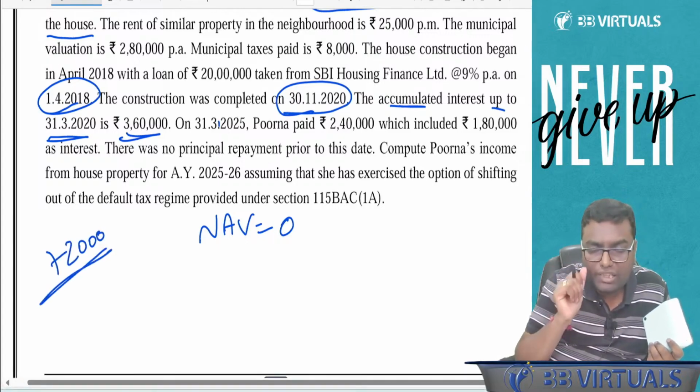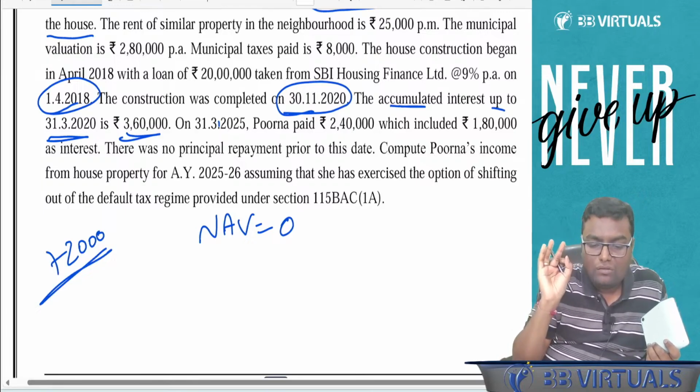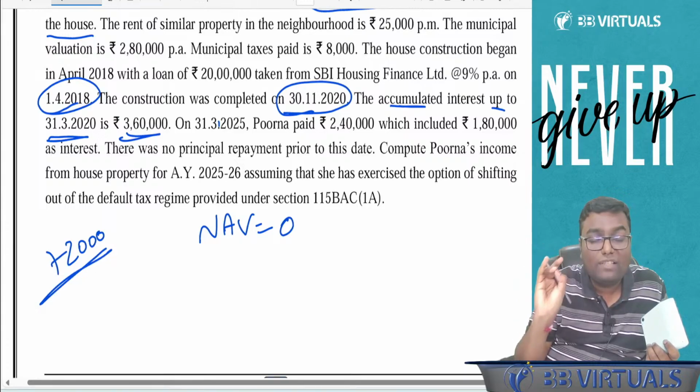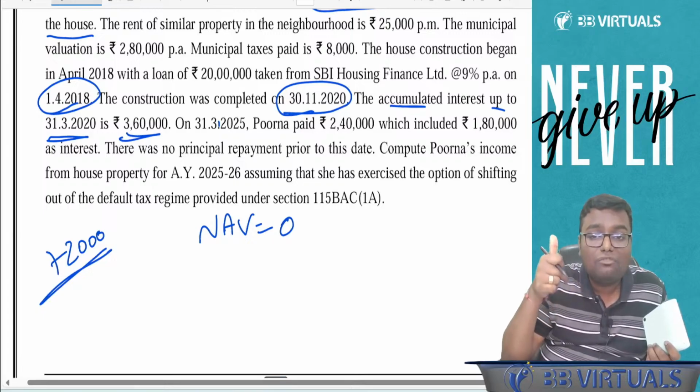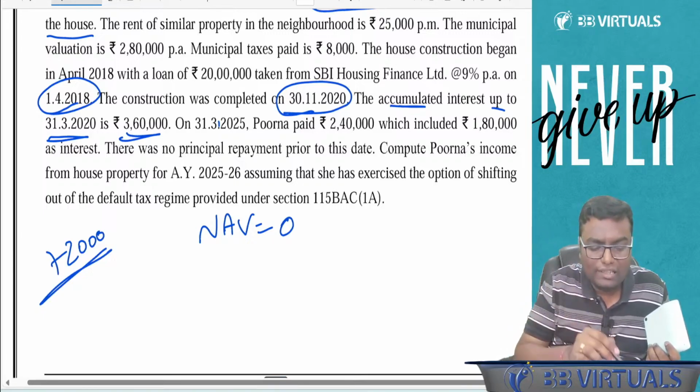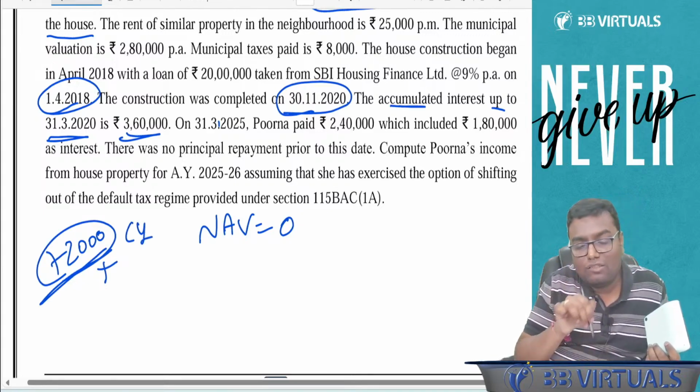This pre-construction interest will be allowed every year from 2021. So basically 2021-22, 22-23, 23-24, 24-25. Ours is the 5th year. So we will get the deduction of 72,000 plus. This is the pre-construction interest. Can I say we'll get the current year's interest also?